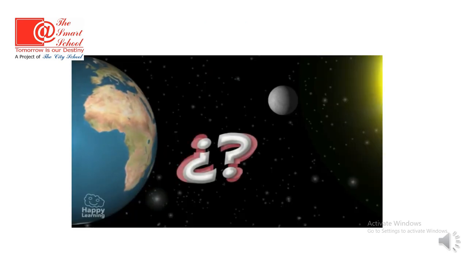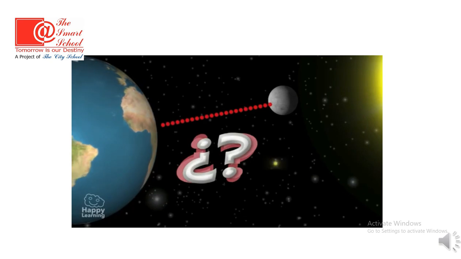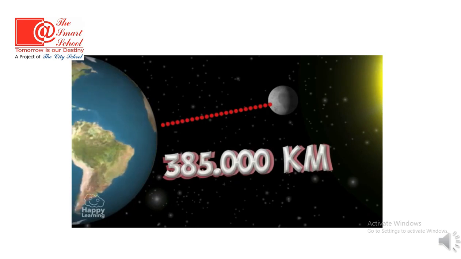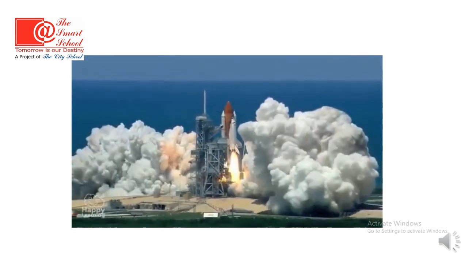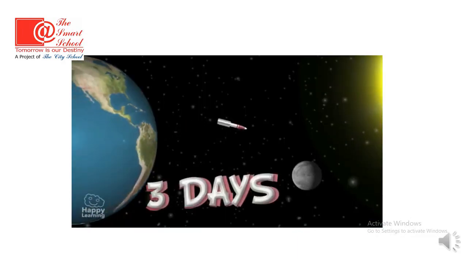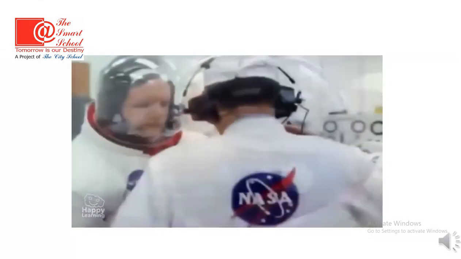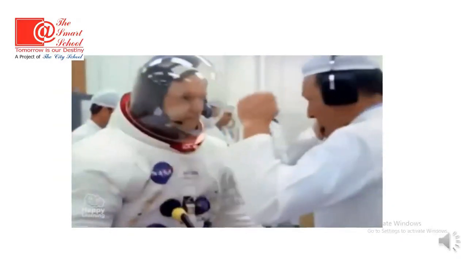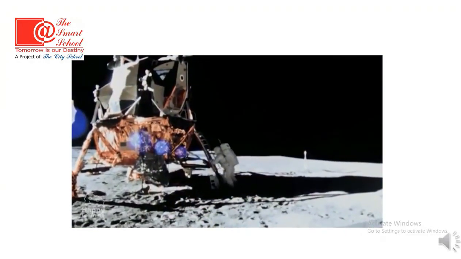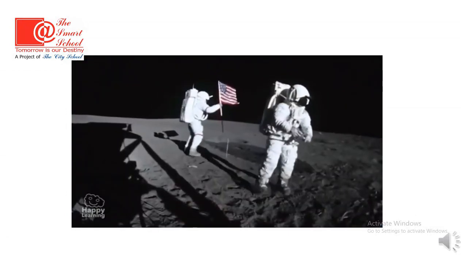Do you know the distance between the moon and the earth? Although it looks as if it's not very far away, the moon is about 385,000 kilometers from the earth. Another very interesting fact is that a rocket takes 3 days to get to the moon. It's incredible, isn't it? The first astronaut that stepped on the moon was Neil Armstrong. And this very important accomplishment occurred in the year 1969 aboard the Apollo 11 rocket.